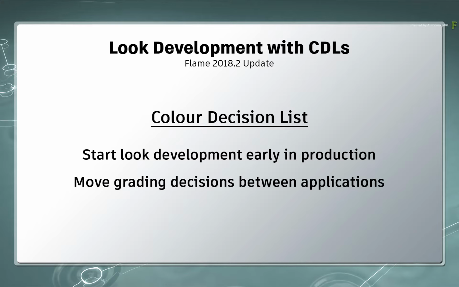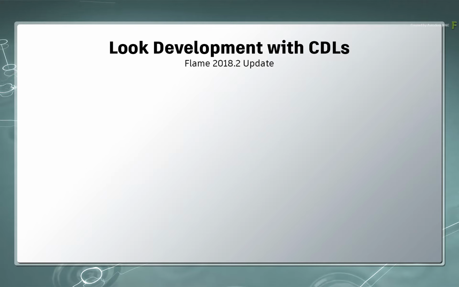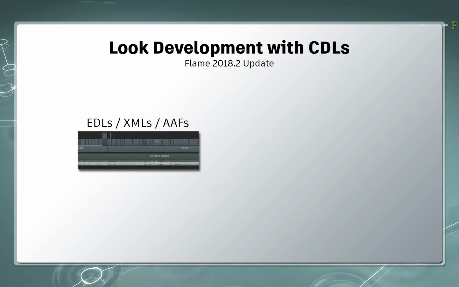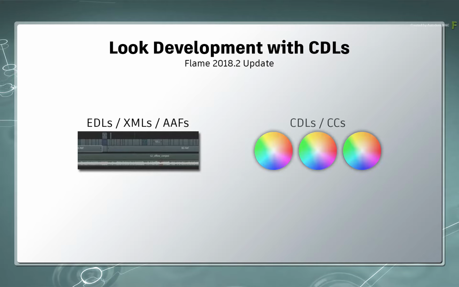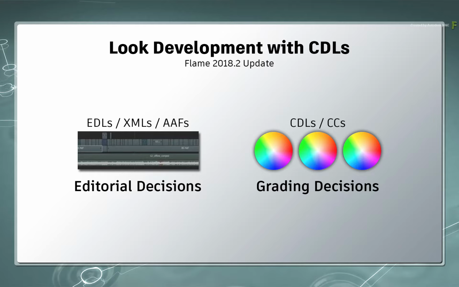So looking at this in a different way, the EDL, AAF, and XML formats carry across the editorial structure of your production, and the CDL or CC formats carry across the color information per shot within the edit. So EDLs, AAFs, and XMLs are for editorial decisions, and CDLs or CC files are for color decisions.